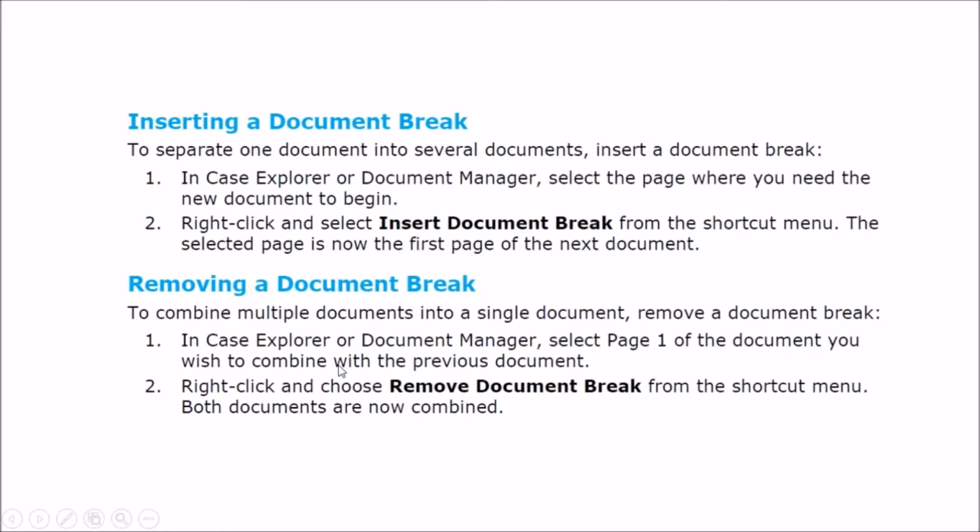And then you can remove a document break if you want to combine multiple documents into a single document. In Case Explorer or Document Manager, you select page 1 of the document you wish to combine with the previous document in your list, and then right click and choose Remove Document Break from the shortcut menu, and then both documents are combined into one.